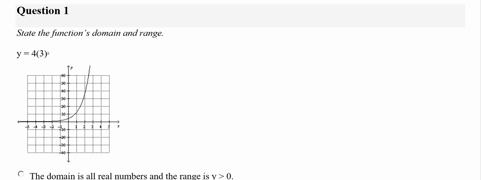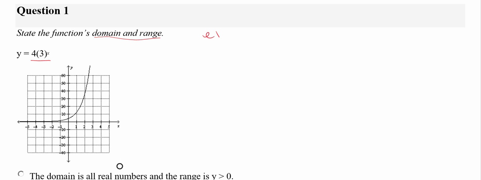All right, here we go. Unit 1 review. Here's the key. Let's go over a few concepts as we go through it. This one says a function's domain and range. So what you have to identify first of all is what kind of function this is.